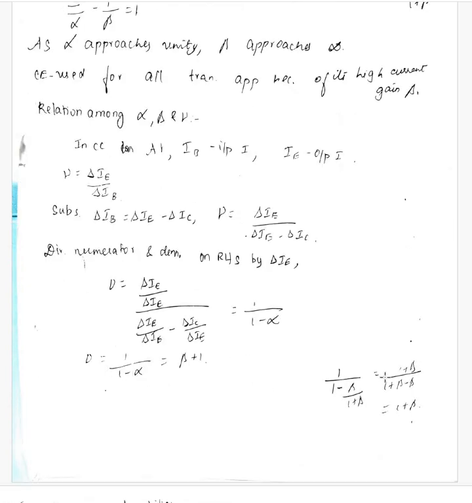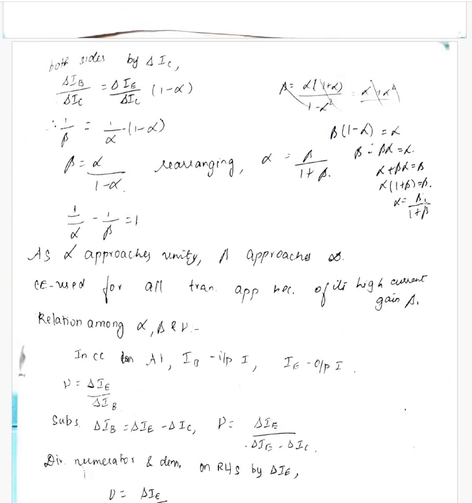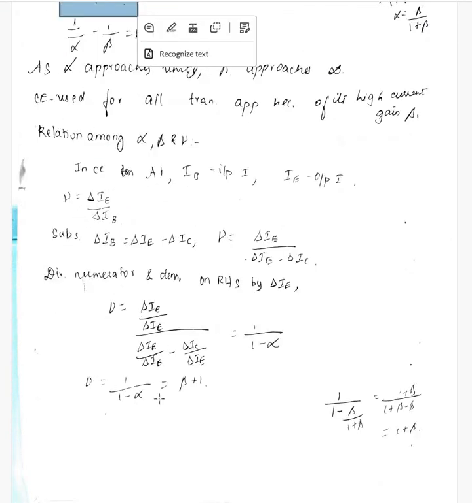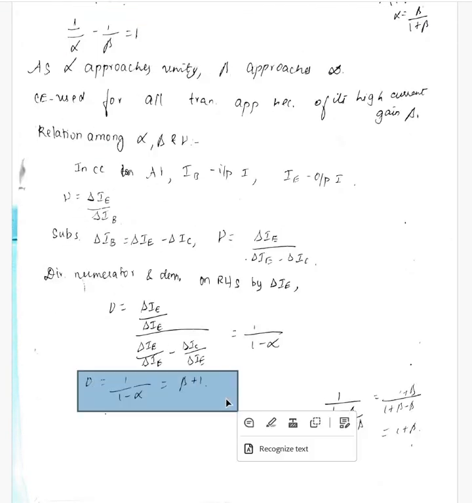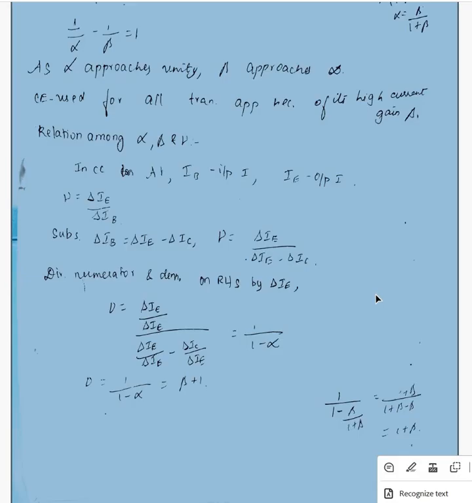So gamma is 1 by 1 minus alpha, and substituting in place of alpha, beta by 1 plus beta, this becomes 1 plus beta. So alpha equal to beta by 1 plus beta, beta equal to alpha by 1 minus alpha, gamma equal to 1 by 1 minus alpha equal to 1 plus beta. So this is the relation between alpha, beta and gamma.